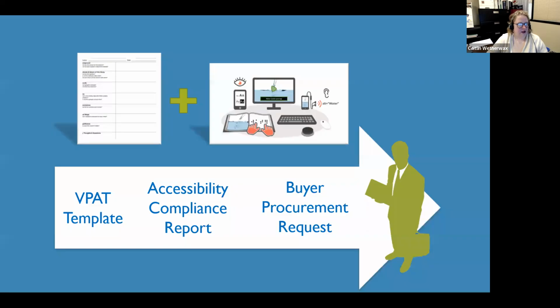Okay. And so this is what it looks like. You have your template plus the testing for accessibility, and the end product is the ACR, which the buyer requests during the procurement process.